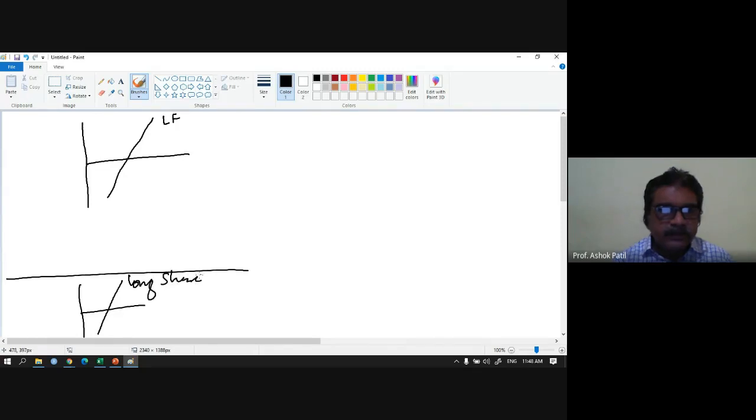Long share. So you can see that long forward and long share look the same, but we don't use this product to hedge. We use the short forward to hedge the long share. And obviously this is very easy. This is the short forward which you can see. Now tell me which is this product.